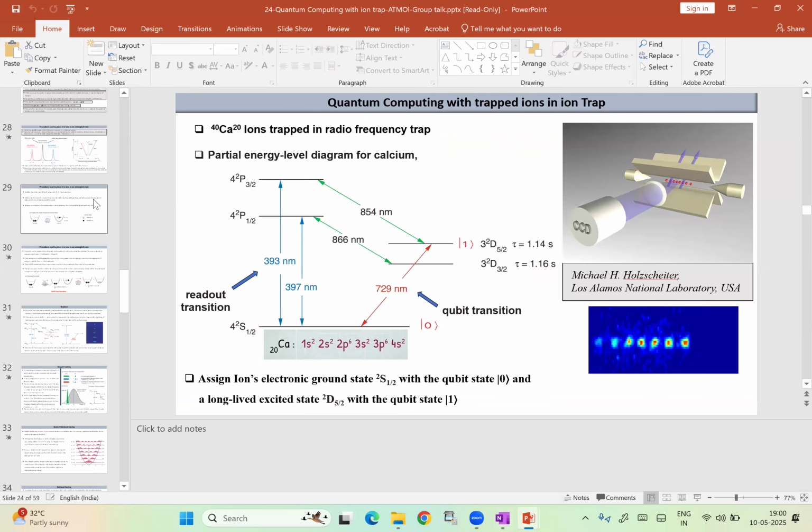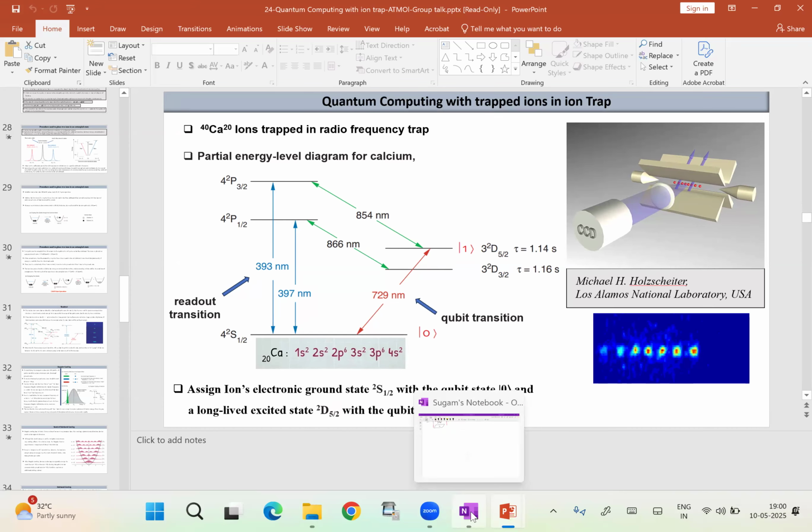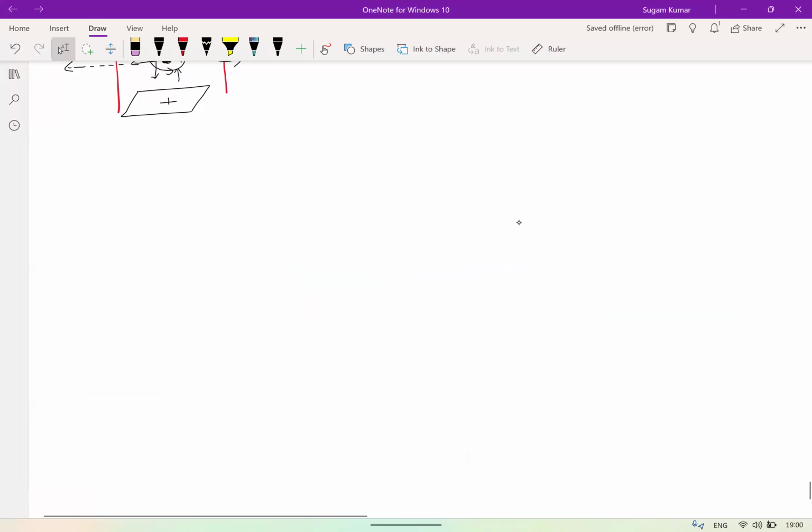Now coming to the quantum computing part. Once these ions are trapped, you can trap different types of ion. For example, the most suitable ion for quantum computing is calcium. So you can see that if we look at the calcium ion, which I mentioned is the more suitable ion.